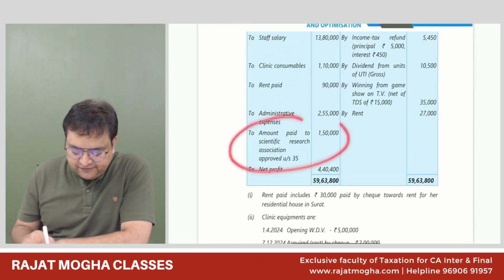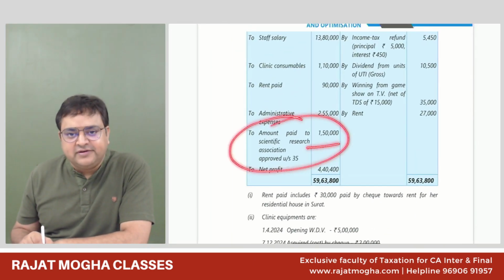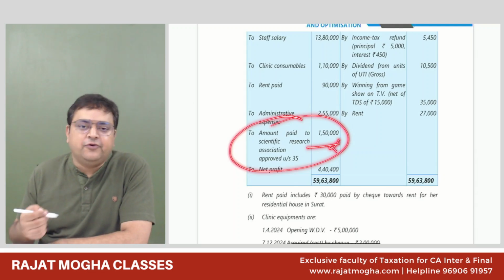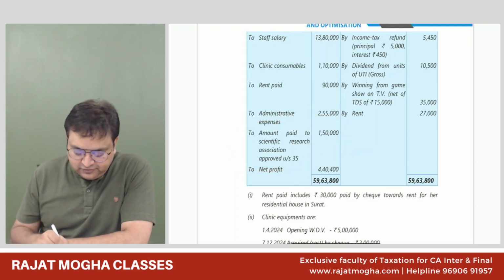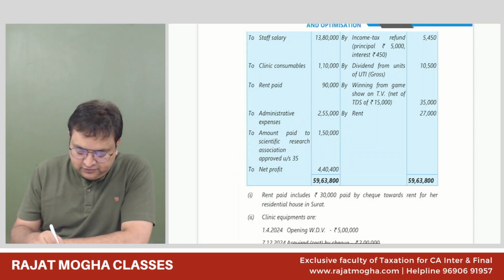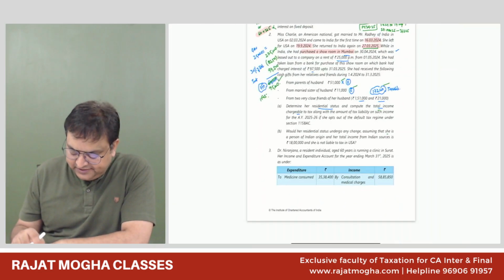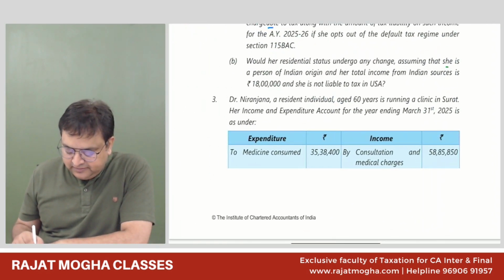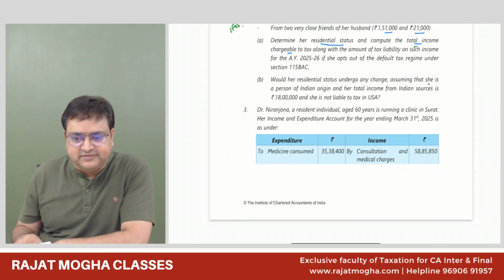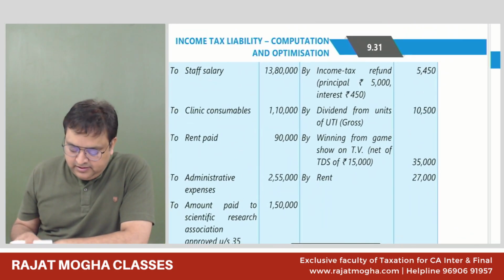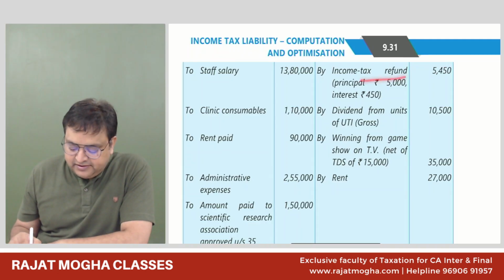So we understand that if we are starting with the default regime, let's say, so this is not allowed, or if we are starting with the optional regime, so this is allowed. Okay. These are the certain expenses. Let us see what is there in the income side. So income side is consultation and medical charges. This amount, this is normal business income. Income tax refund, principal 5,000, interest 450.